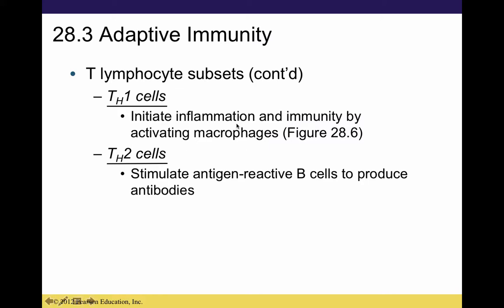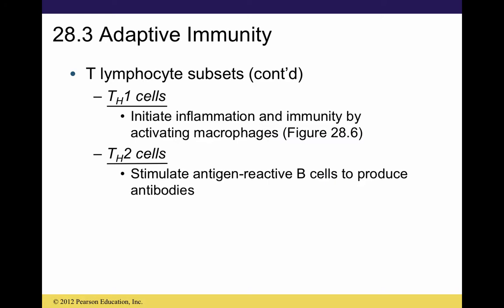T helper cell type 1s are the ones that initiate inflammation and immunity by activating macrophages. They really upregulate macrophages. If T helper cell 1s get excited, they release cytokines and cause macrophages to become more aggressive. When macrophages get more aggressive, they're metabolizing faster and producing more heat. That's where the inflammation and the heat come from.